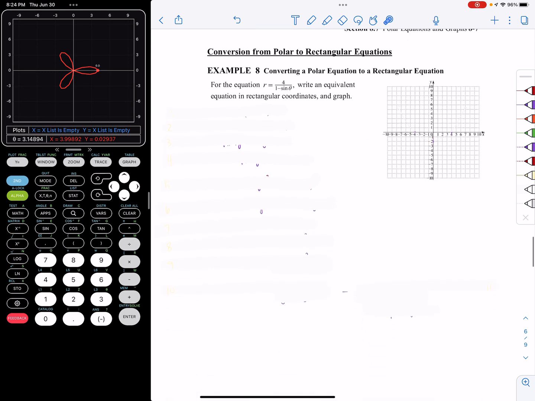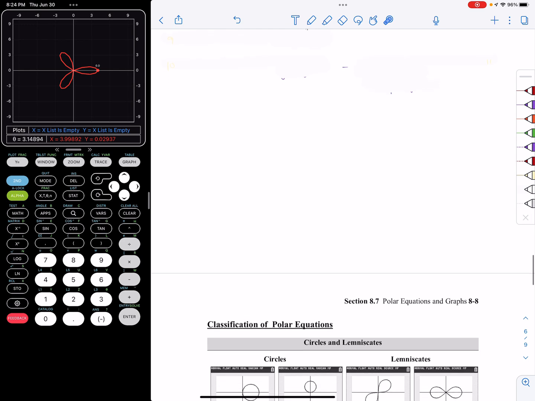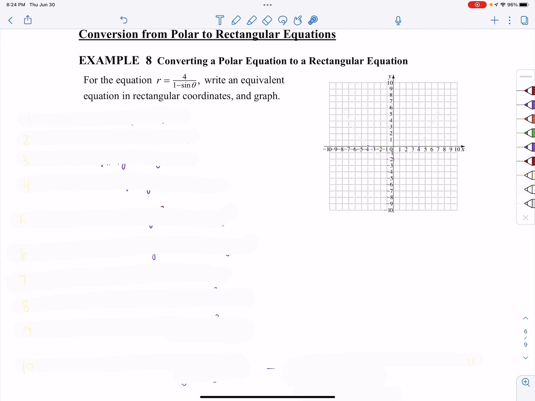All right, example number 8, converting a polar equation to a rectangular equation. A few minutes ago, we went the other direction. And so we were asked to write an equivalent equation, and then we were also asked to graph. At this point, I'm finished with my calculator, so I'm going to get rid of that and go full screen here. So the first thing that I will do is simply multiply on both sides by the denominator so that I can get rid of my fraction. The next thing I'll do is distribute that r.